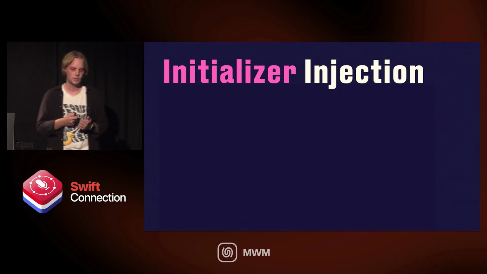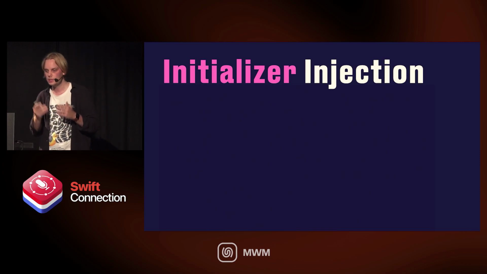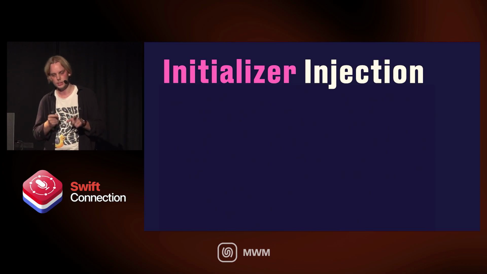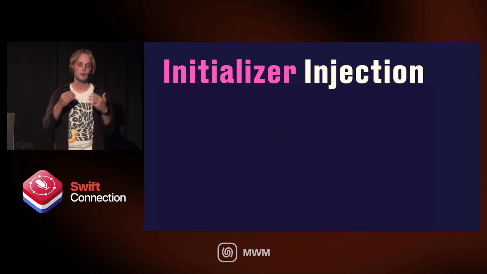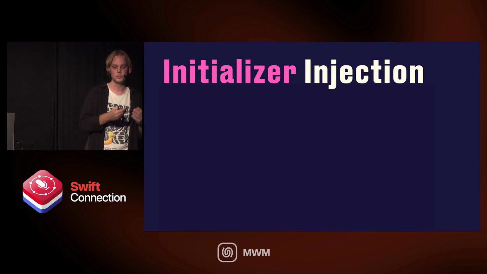Throughout the remaining part of this talk, we'll focus solely on initializer injection. And that's because initializer injection is ideal for dependency injection, because it is fail-safe by design, because the compiler will enforce the relationship between the consumer and its dependency. And that's because the consumer specifies through its initializer that it cannot exist without an instance of the dependency. That's in contrast to property injection, for example.